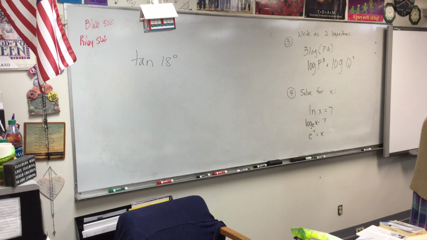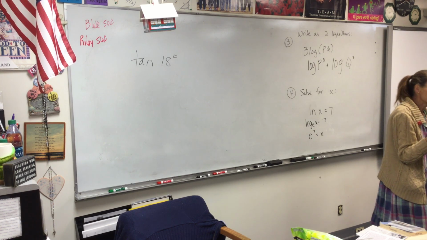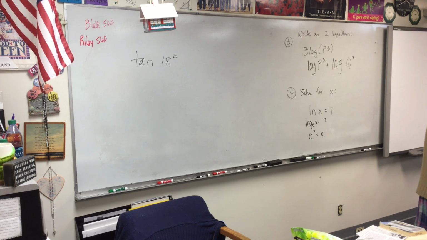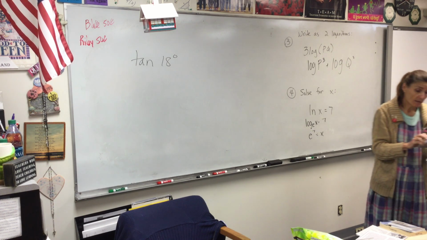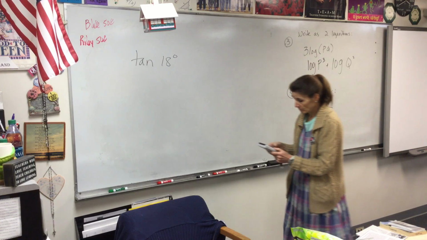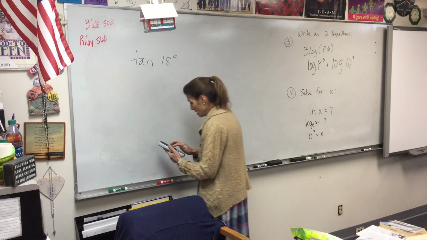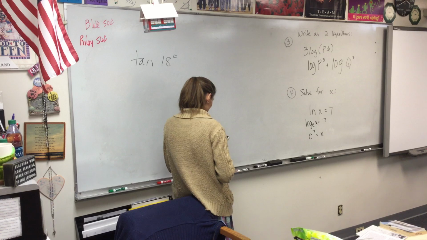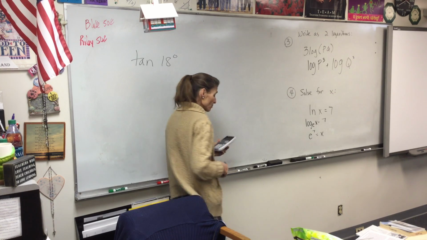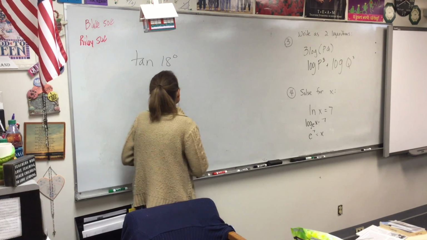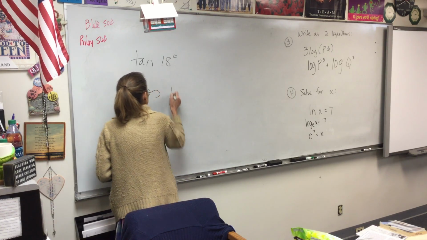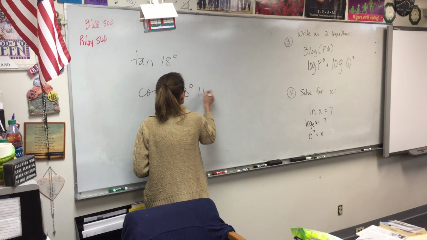So my big caution for you is, before you start putting in angles, make sure you're in the right mode. There will be times we'll want to be in radians, but this is a degree. So I'm going to highlight degrees and type tangent 18. Did you get 0.3249? Easy.